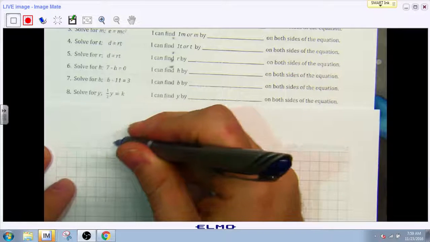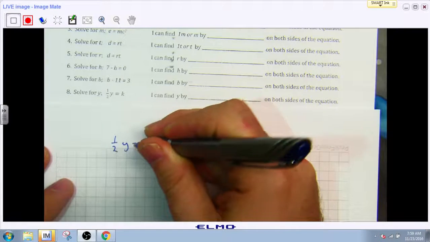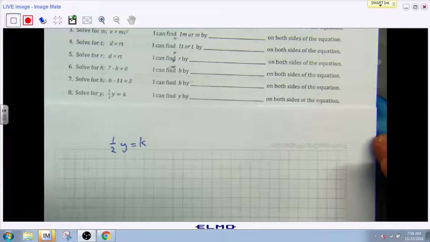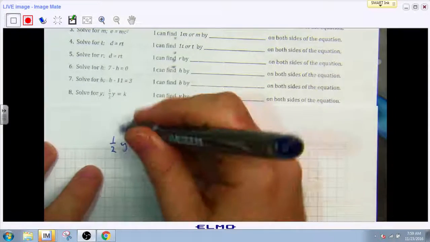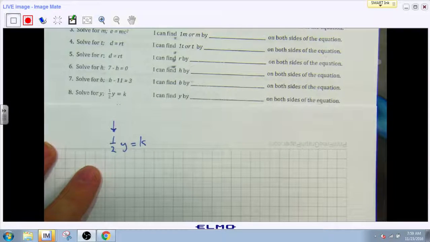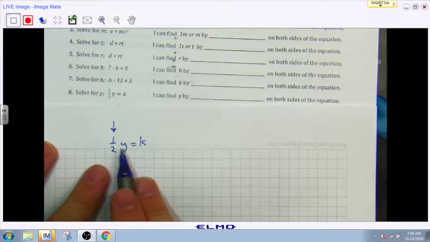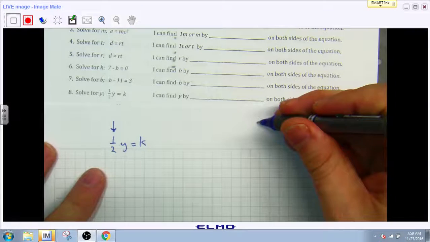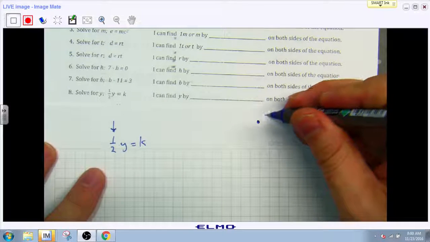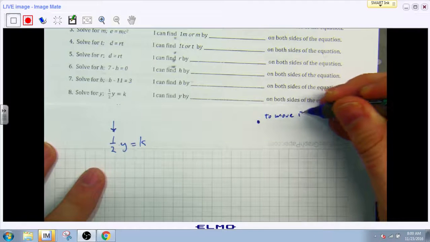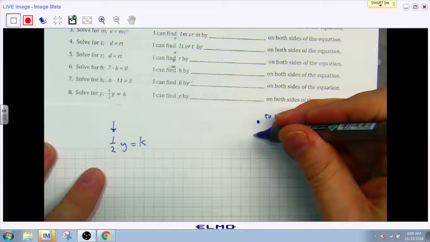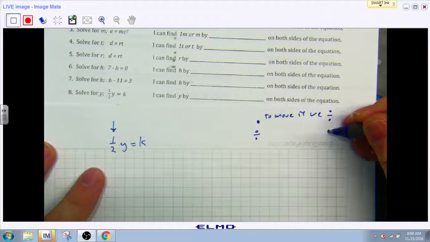if we have 1/2 y equals k, what can we do to get y by itself? I can find y by, well, we see that the coefficient is 1/2, and 1/2 is being multiplied by y. And anytime we have anything happening to the variable that we care about, we have to undo that. So for example, if we're multiplying it, to move it, we divide. If we're dividing by something, we multiply.